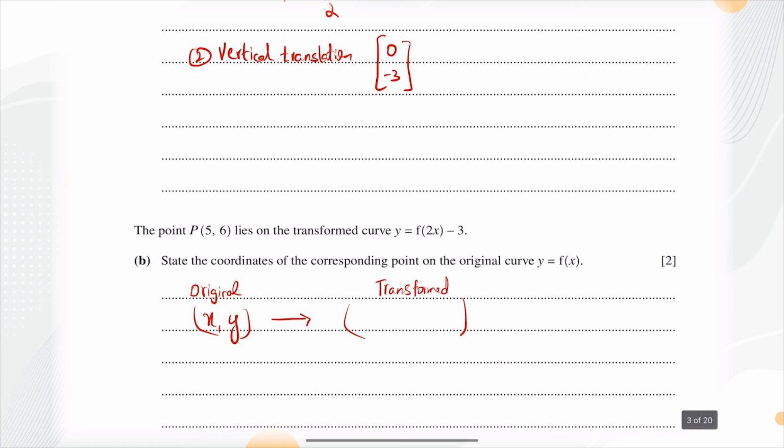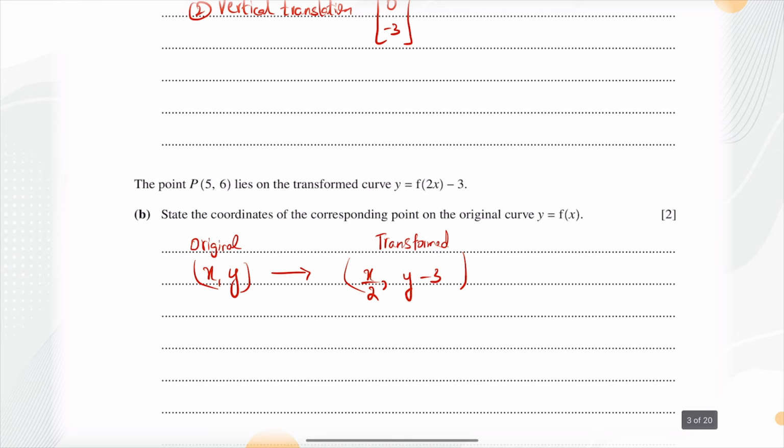On the transformed curve, x would become x upon 2. And what would happen to y, considering that it's a vertical translation 3 units down? What would that look like? Y minus 3. Perfect. This will save you a lot of time and from a lot of trial and error.